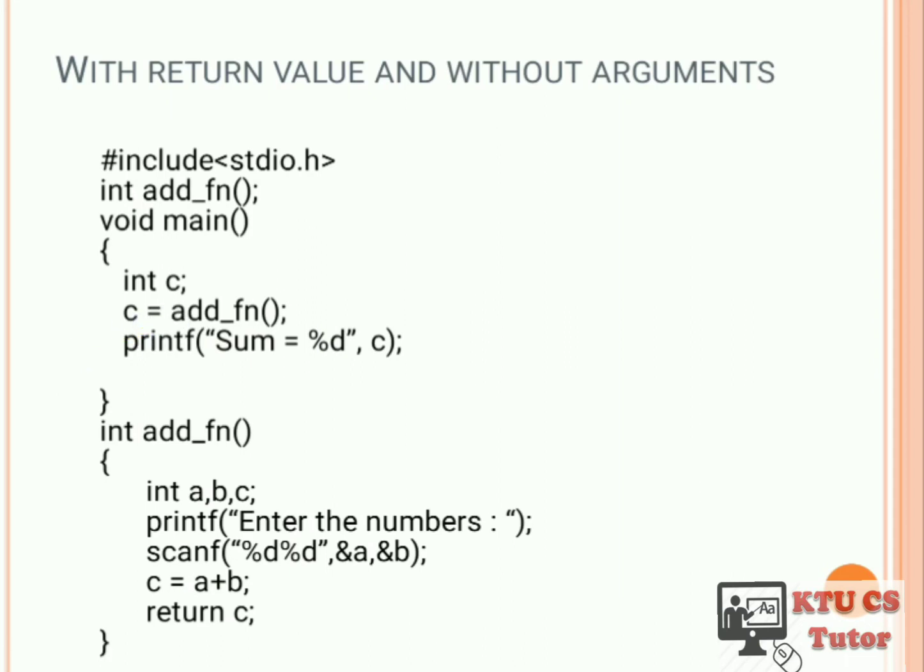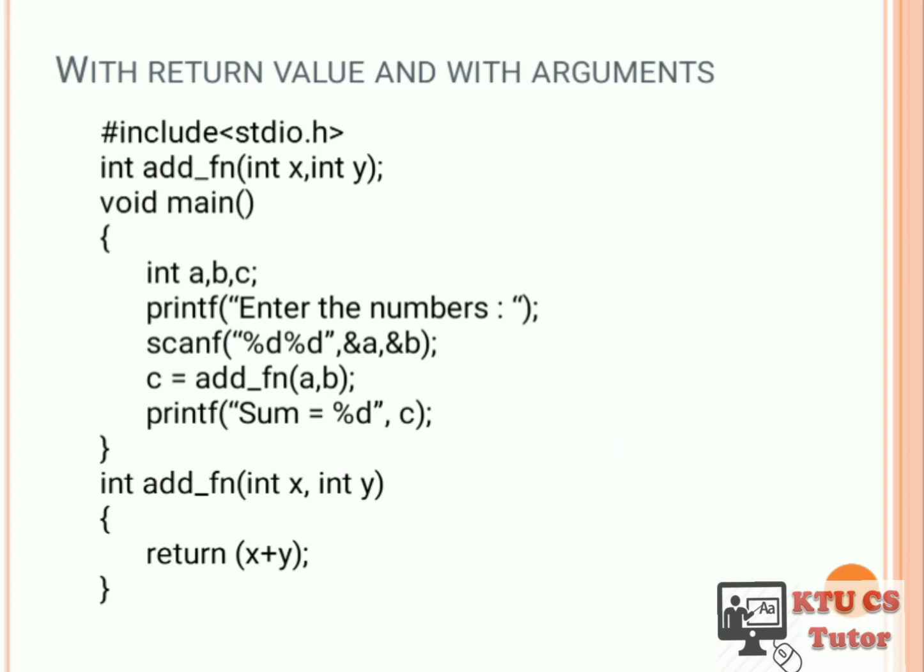Don't be confused that here is also c and this one is also c. There is no need to specify the same variable. Actually, this c and this c are different. This c variable is local to the main function and this c variable is local to this add function. These two are different actually. Okay.